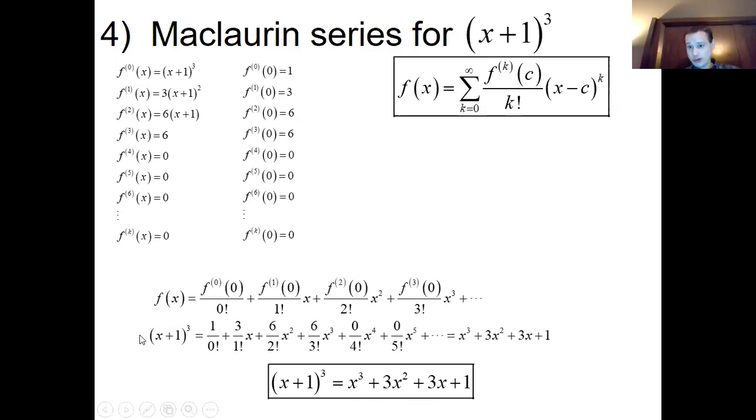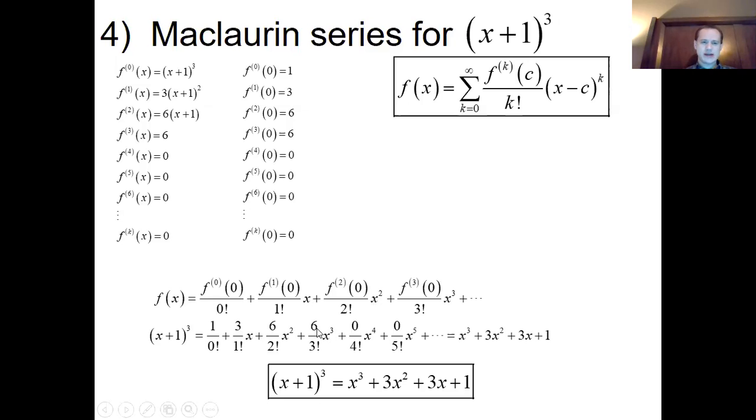X plus 1 cubed is, well, here we go, 0th derivative at my center is 1, so 1 over 0 factorial. Plus the first derivative of my function at my center over 1 factorial, that would be 3 over 1 factorial times x. Plus the second derivative at 0 over 2 factorial, well, that's 6 over 2 factorial times x squared. And you know why these are just x's here, right? Because the center is 0. This is really x minus 0 to the first. This is really x minus 0 to the second. This is really x minus 0 to the third. But we can drop the minus zeros like we always do. And so on and so forth.